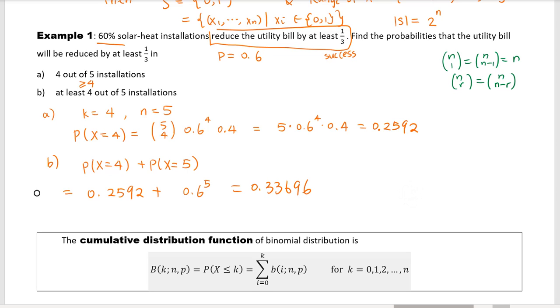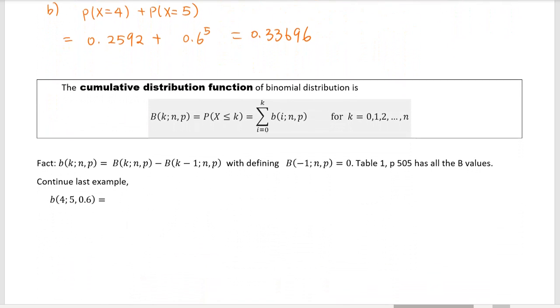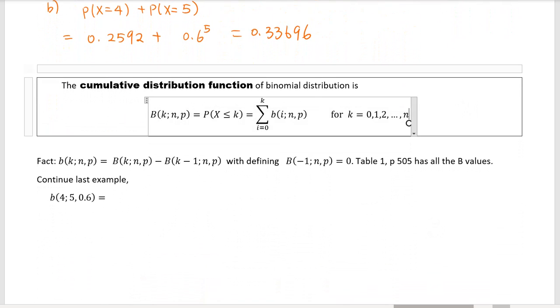Okay, so this is example 1. Once we figure out this is a binomial distribution, then we can use the binomial distribution formula to compute. Remember we have a fixed number of trials, each trial is independent of the others, and in each trial we either have success or failure. Next, the cumulative distribution function of binomials.